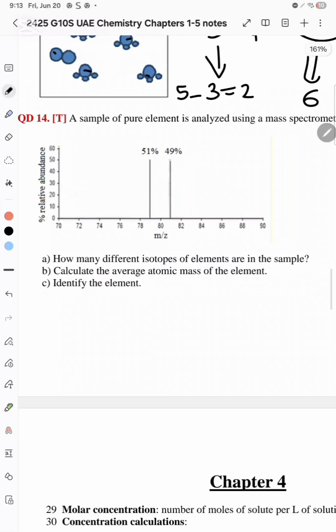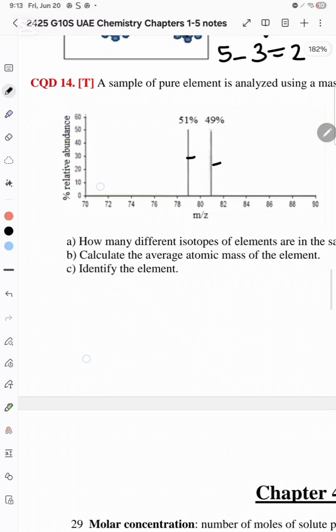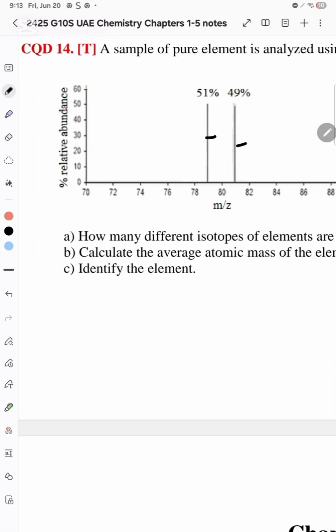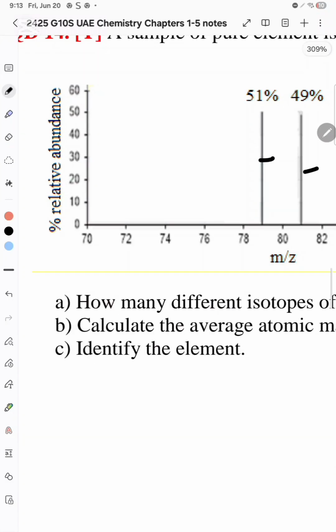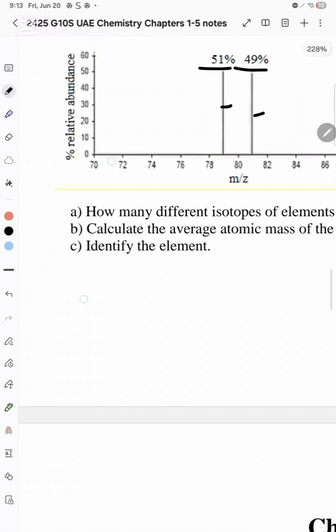Anyways, how many different isotopes do we have? We have 2 isotopes because there's only 2 lines in this picture. So 2. Calculate the average atomic mass and identify the element. The average atomic mass, they're both 50%, right? No, they're not 50% because I didn't see this. I was looking at the diagram.